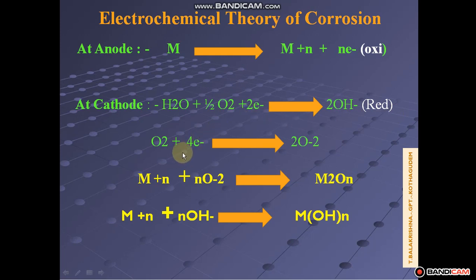In some cases, the environment does not contain water, and only oxygen participates in the reaction. The oxygen gains the electrons that came from the metal and is converted into oxide ion. Next, the metal ion formed at the anodic part and the non-metal ion formed at the cathodic part combine to form the corresponding products. If it reacts with oxide, it produces metal oxide; if it reacts with hydroxide, it produces metal hydroxide. That means the metal is converted into metal oxide or metal hydroxide. That is the principle of the electrochemical theory.